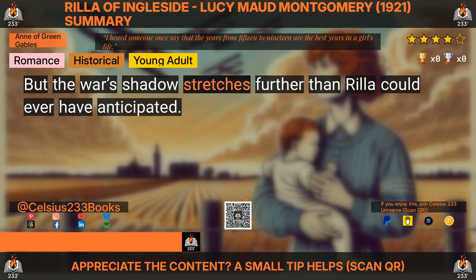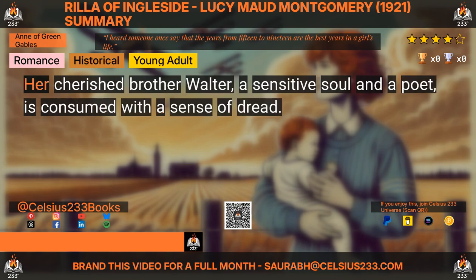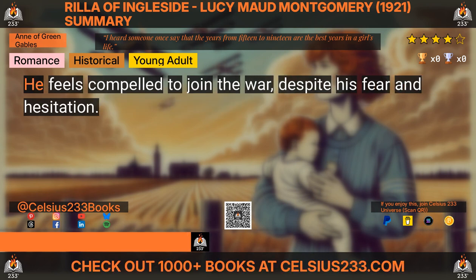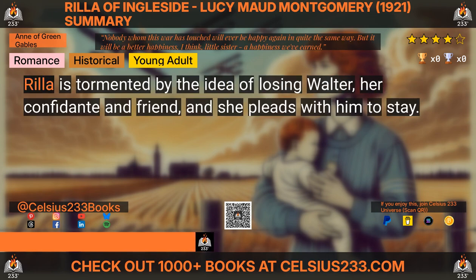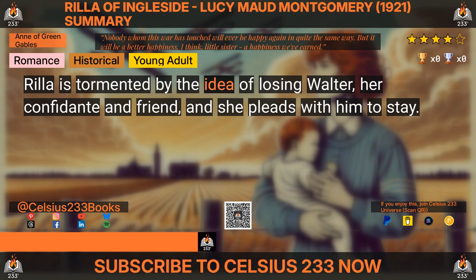But the war's shadow stretches further than Rilla could ever have anticipated. Her cherished brother Walter, a sensitive soul and a poet, is consumed with a sense of dread. He feels compelled to join the war, despite his fear and hesitation. Rilla is tormented by the idea of losing Walter, her confidant and friend, and she pleads with him to stay.